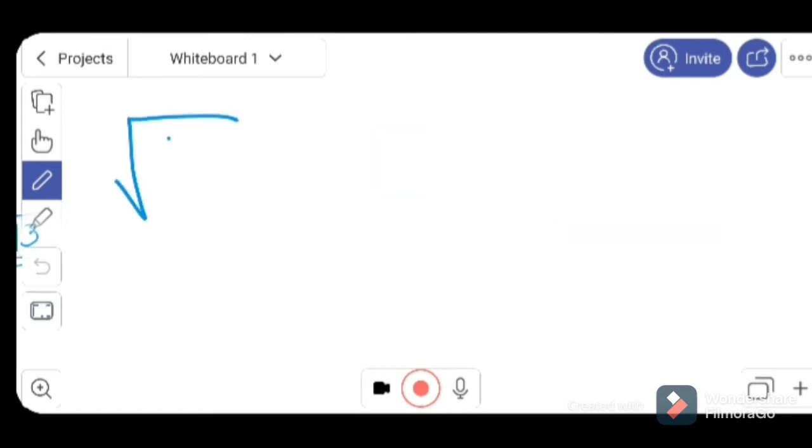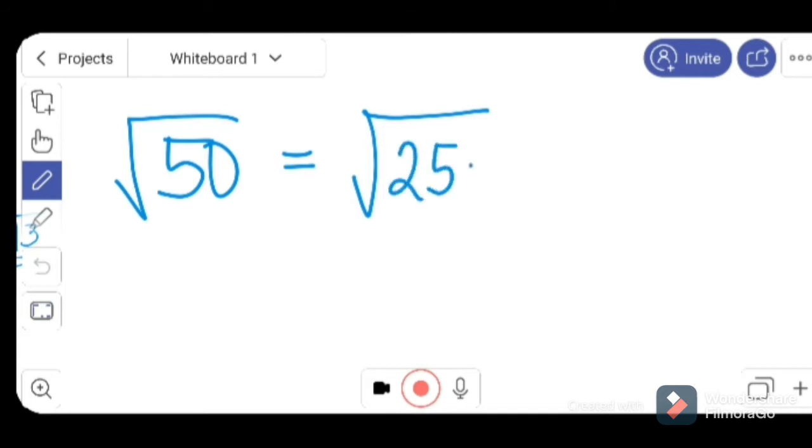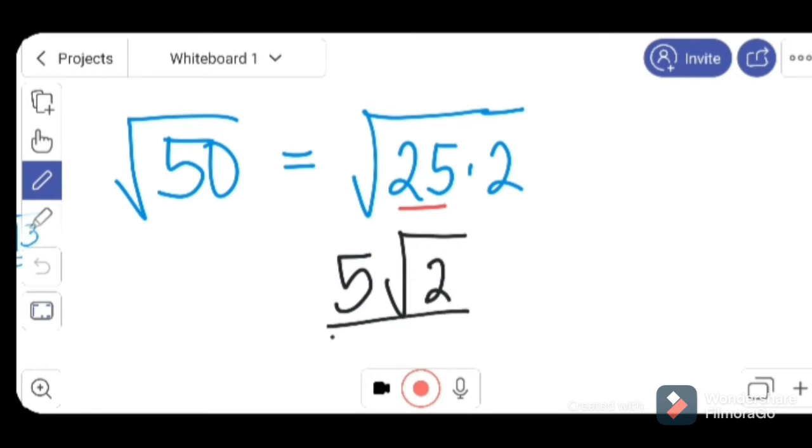Square root of 50. So the factor of 50 that is a perfect square is 25. So we have 25 times 2. And then we get the square root of 25. The answer is 5. So we put it outside, 5. And then the number that is not a perfect square stays inside. This is now the answer.